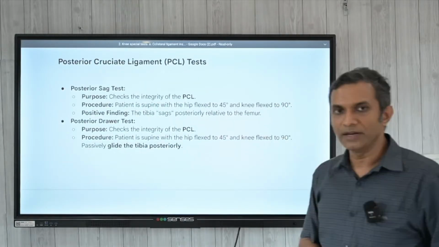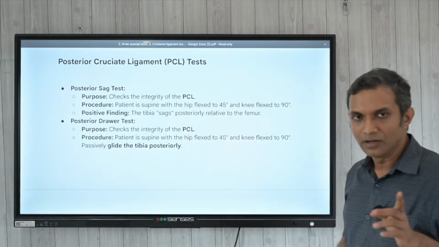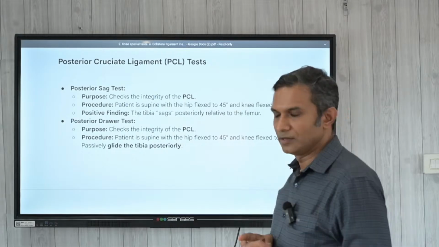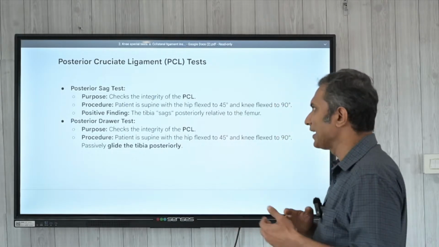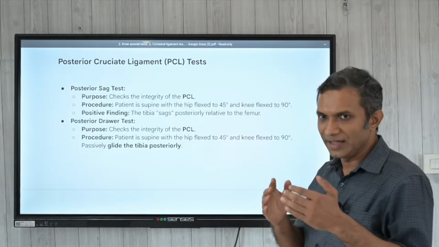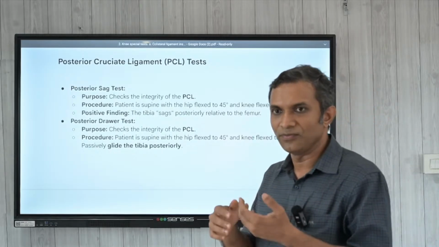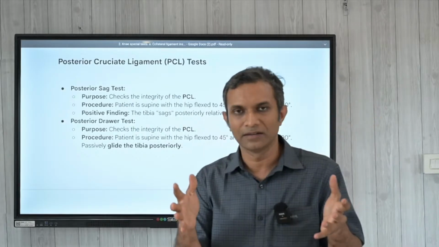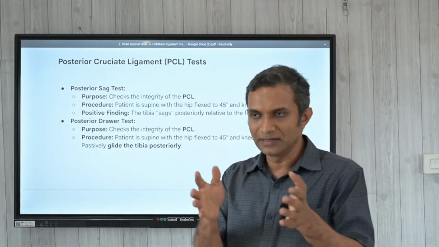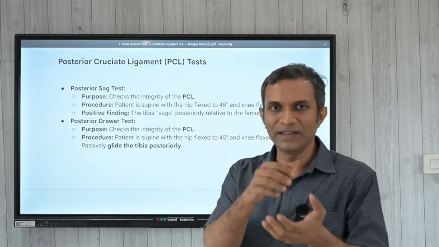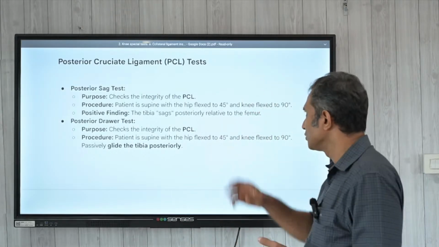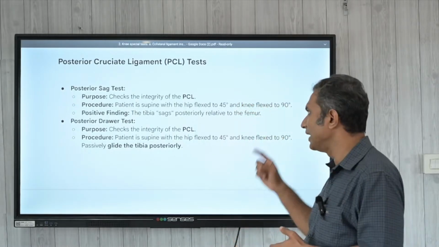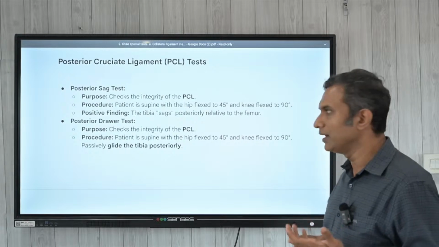Posterior cruciate ligament tests: two tests are there, the posterior sag test and the posterior drawer test. When we hear the name sag, what does sag mean? It's like absence of bulk. Consider a sack: a filled sack is firm, right? When the sack is out of sand, what happens? It feels like a loose structure. This is what we mean by the sag test. The sag test checks for the integrity of the posterior cruciate ligament.